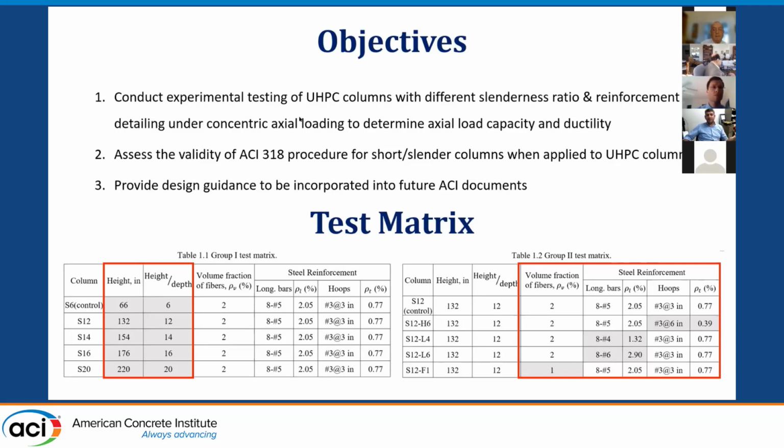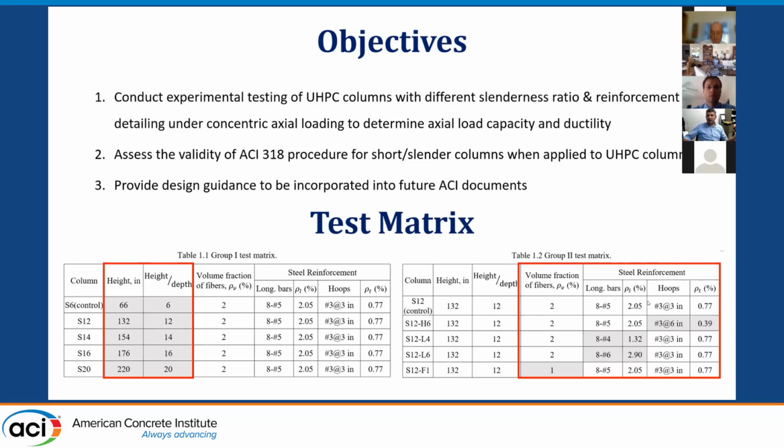We built several columns, 9 of them, and we grouped them in two groups. One studied the effect of the slenderness ratio, or the height to depth ratio, and we tested columns that range from a height to depth ratio of 6 all the way up to 20, which you will see in the picture. That's pretty much the largest UHPC column tested anywhere in the world to date.